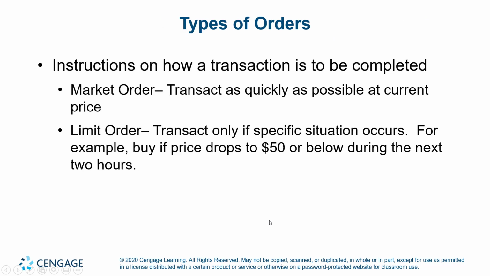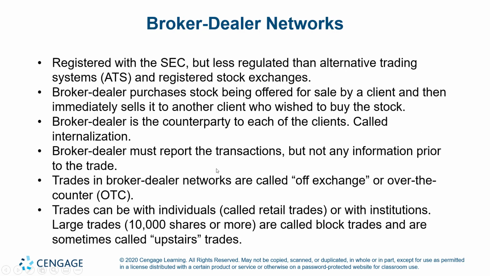The types of orders usually give instructions to the brokers. It may be a market order, which means transact as quickly as possible at the current price. A limit order is transacted only if a specific situation occurs. For example, if the price drops by $50, you sell it.